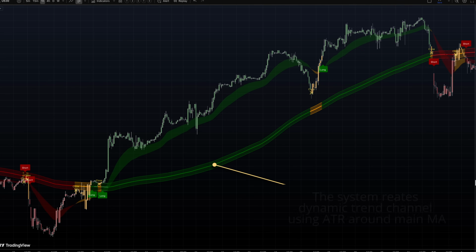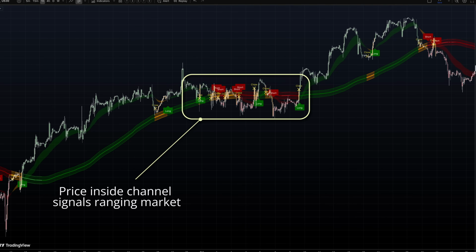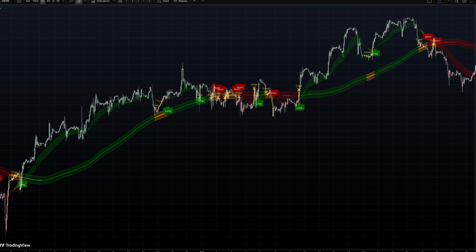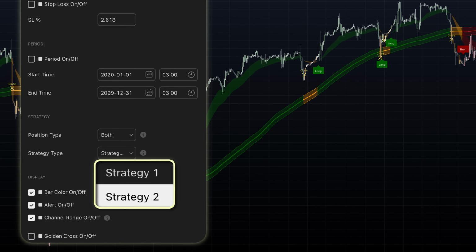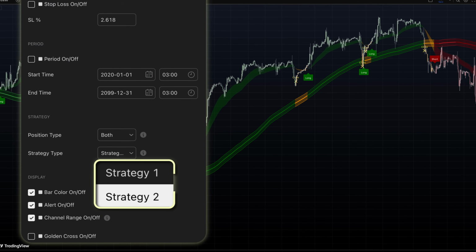The system creates a dynamic trend channel based on ATR-derived boundaries around the main moving average, allowing traders to visualize price action relative to the underlying trend. When price operates within this channel, the market is considered ranging, while movements outside signal potential trending conditions. The indicator then synthesizes this information with EMA cross signals to generate actionable trading opportunities, offering 2 strategic approaches: entering trades on direct price EMA crossovers, or restricting entries to periods when the shorter EMA demonstrates upward momentum.